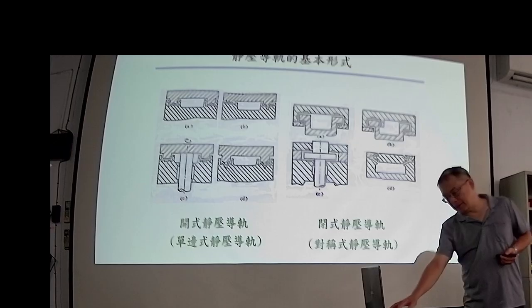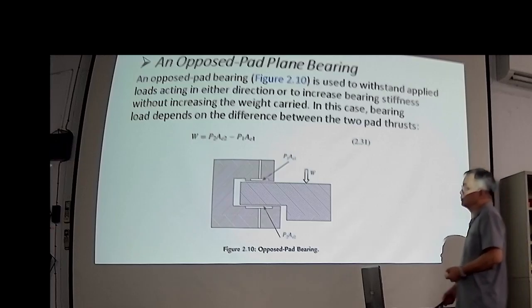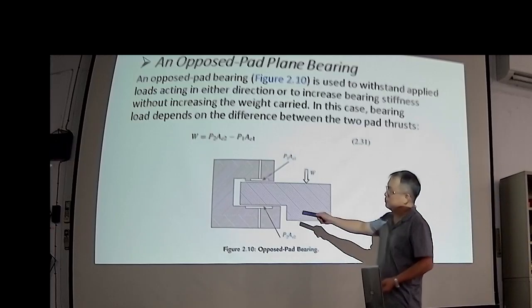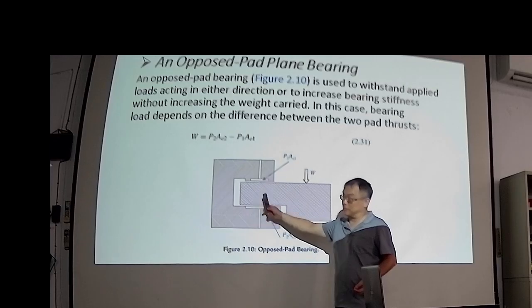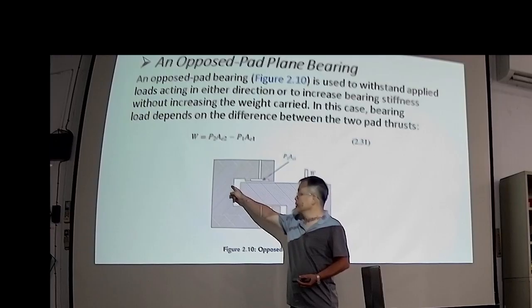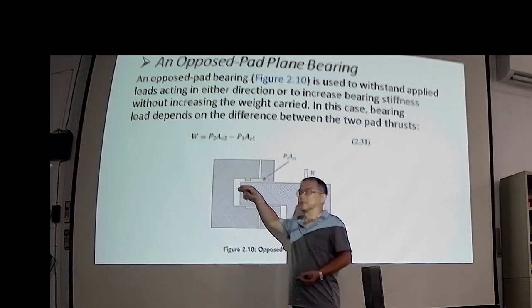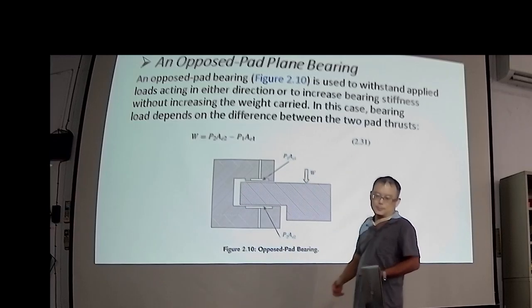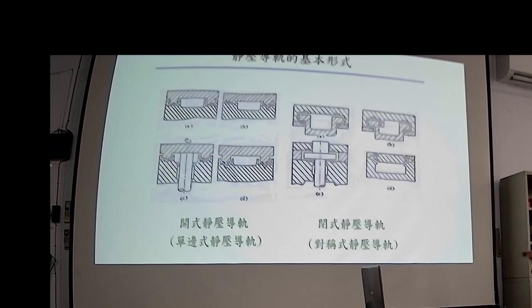So for our opposite type bearing design, you have only considered the two bearings in the vertical direction. Actually, you can also design a bearing in this direction, the horizontal direction. Okay? Like our guide system here.